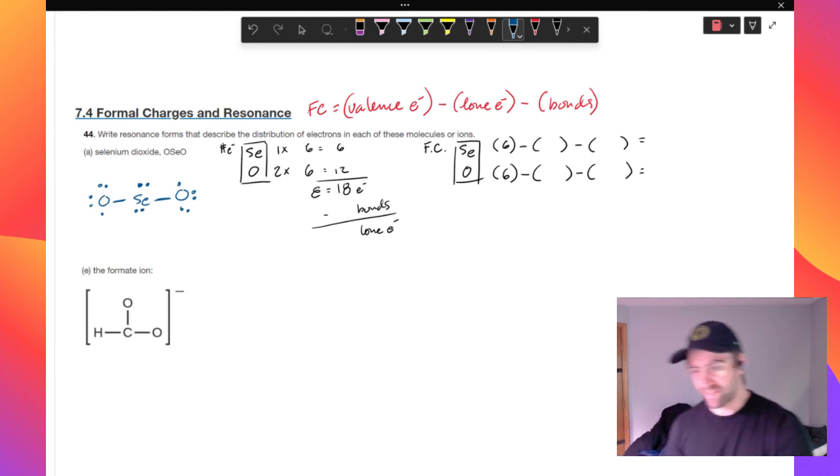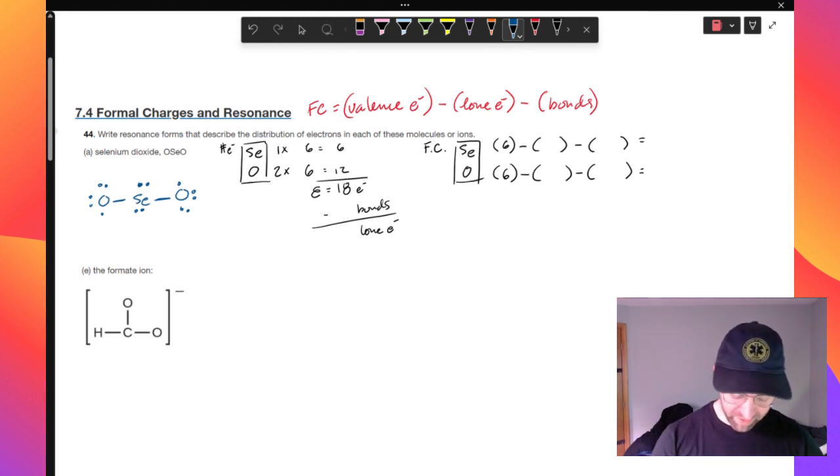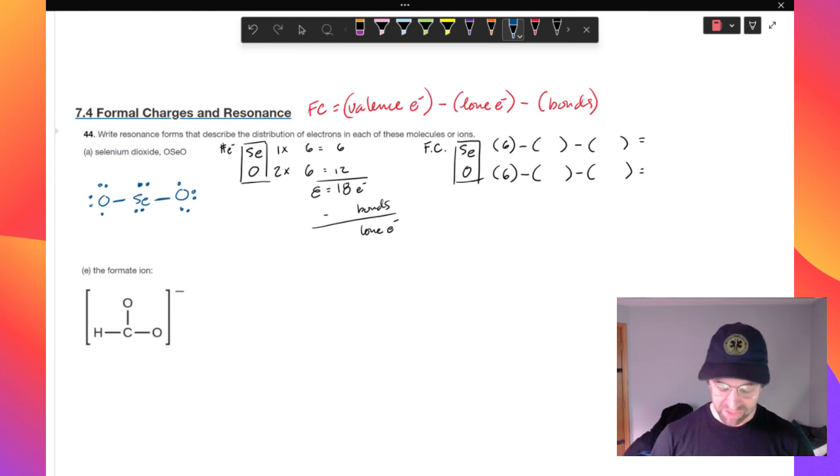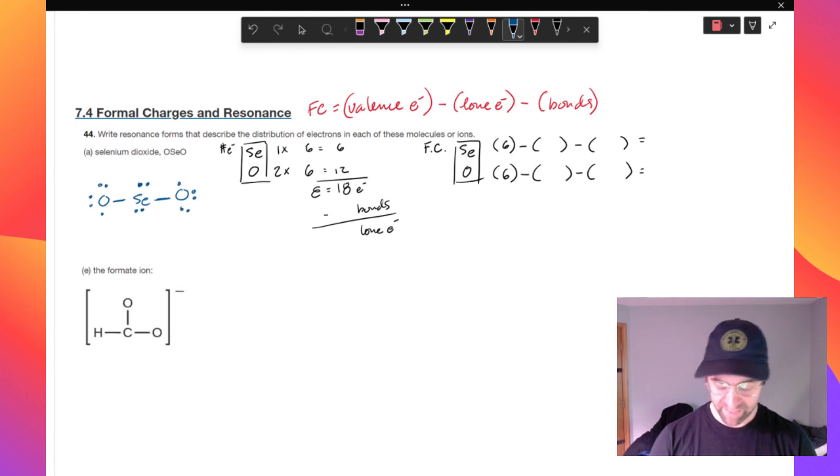Spoiler alert, this is wrong. The oxygens are not going to be happy in this configuration, and we can demonstrate that by calculating the formal charge. To get started, we would first calculate the number of electrons that we're dealing with. This is our accounting step, just to make sure that everything's copacetic. So we have 1 times 6 valence electrons for selenium and 2 times 6 valence electrons from the oxygens. That gives us 18 total electrons that we have to account for.